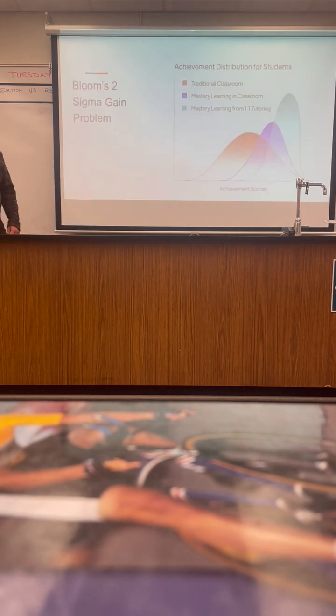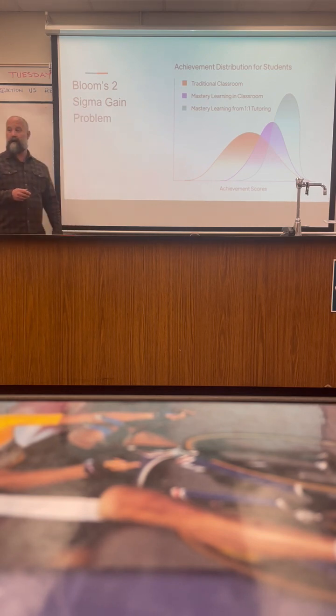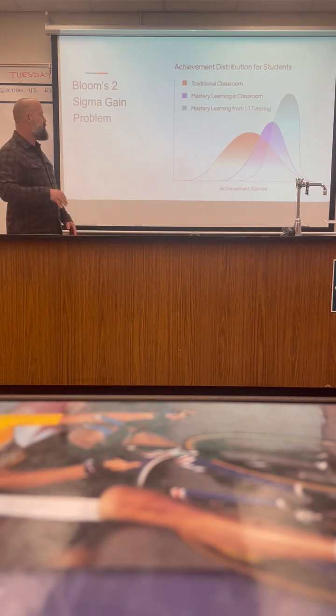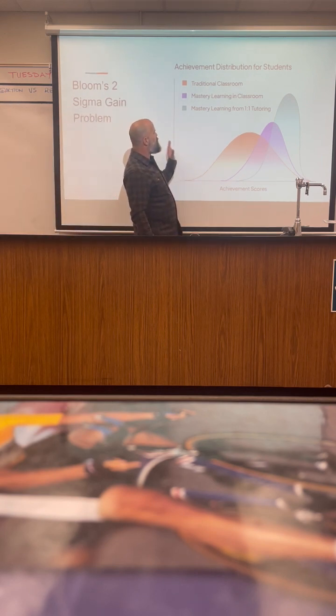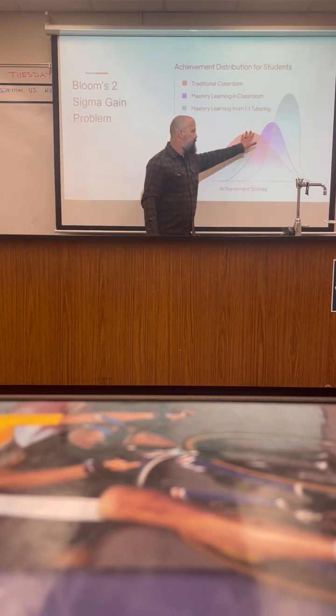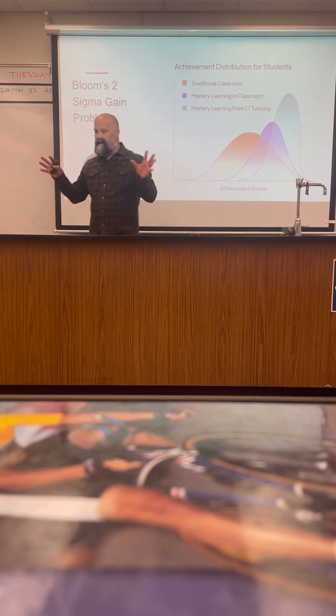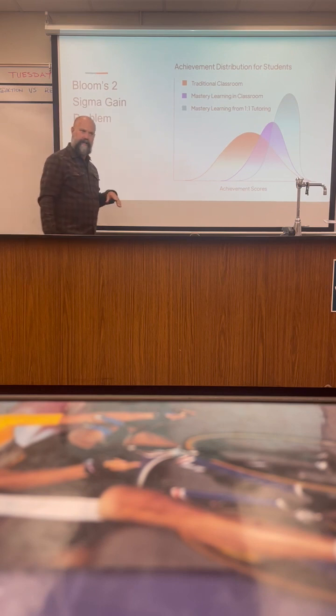All right, so before we do that, let's talk a little bit about Bloom's Two Sigma Gain problem. This is the same Bloom's as Bloom's taxonomy. You've probably heard about Bloom's taxonomy, right? It's how we prioritize those learning goals. But Bloom's Two Sigma problem is this. Bloom found out that in traditional classroom settings, we have this normal bell curve, where most of the kids are in the middle for their understanding. And then as we move out, we get less and less. The 2 sigma is 2 standard deviations. That's why they called it that.